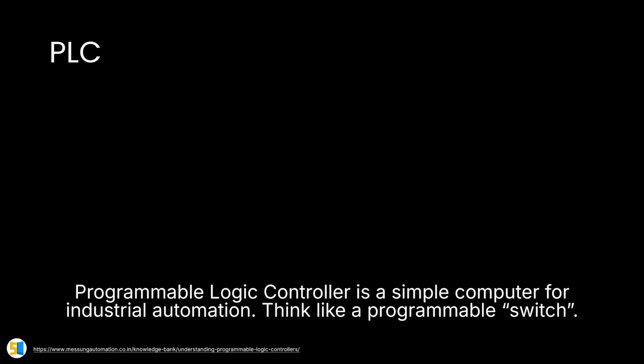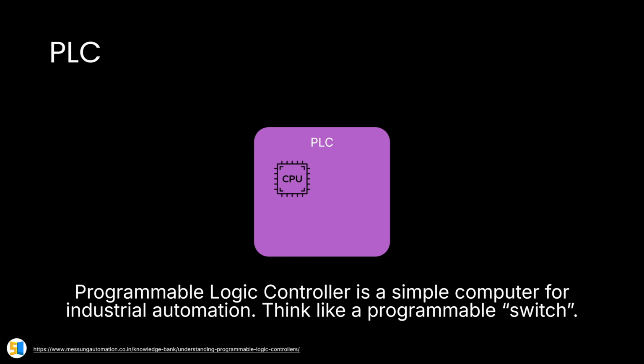PLC, or Programmable Logic Controller, is a simple computer for industrial automation. Think of it like a programmable switch. The PLC design contains some basic hardware. First, the CPU, or Central Processing Unit, or microprocessor. This is the part that runs the PLC, the brain of the microprocessor.